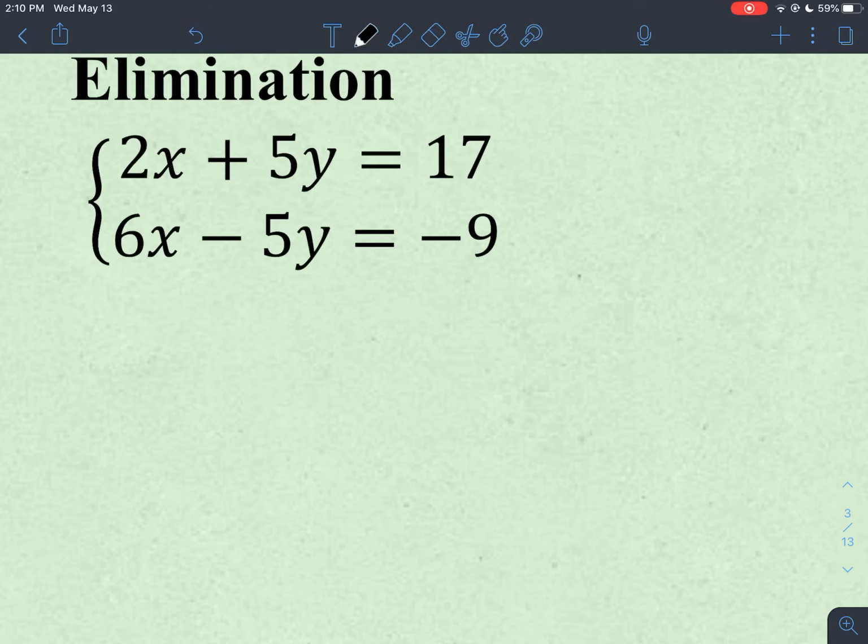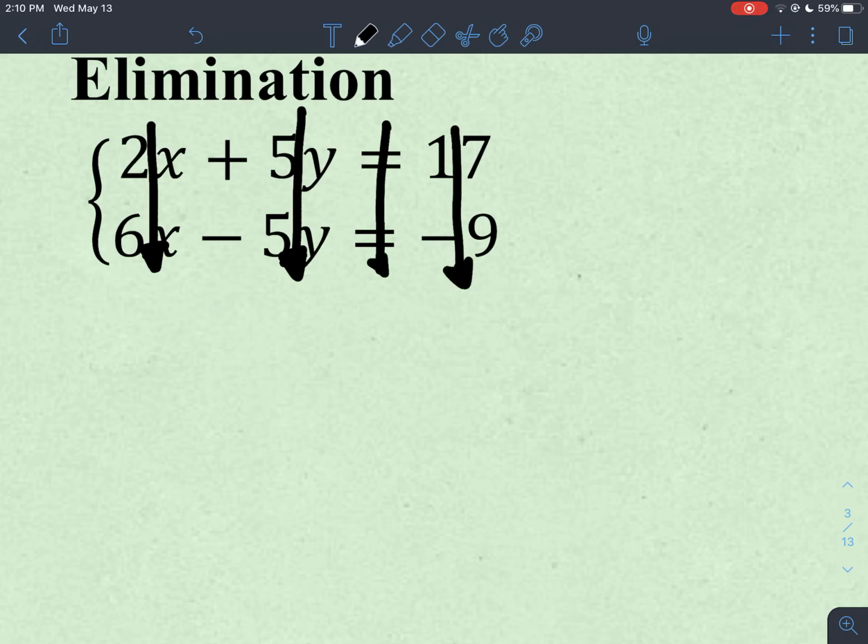The important thing about elimination is that you either recognize that it is in standard form, where your x's are lined up, your y's are lined up, your equal signs are lined up, and your constants are lined up, or you might have to adjust it so it's like that. But it's important that both of those are in standard form.